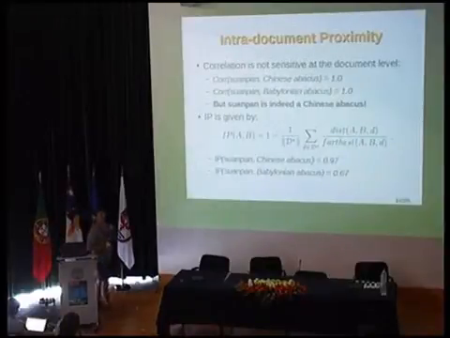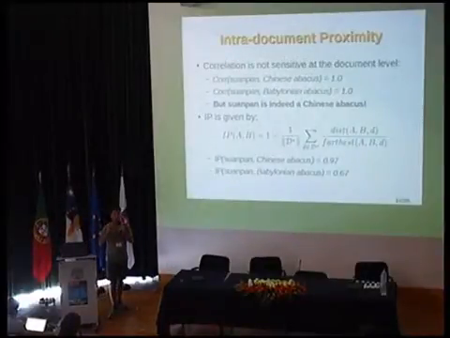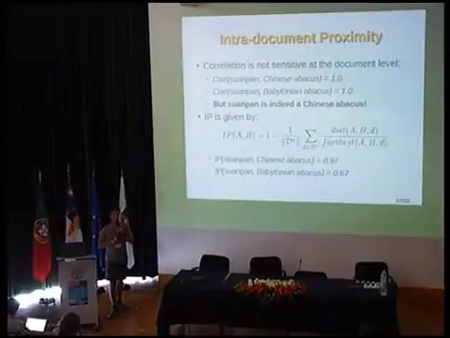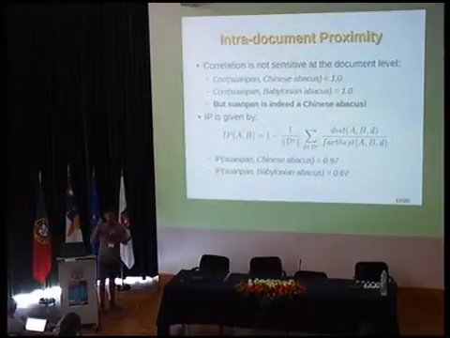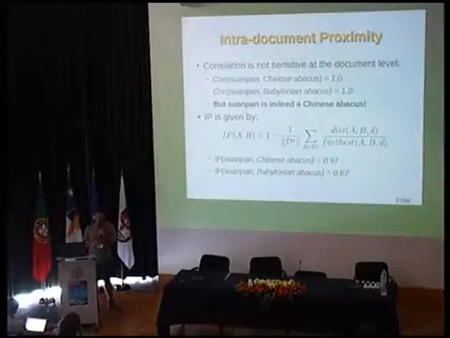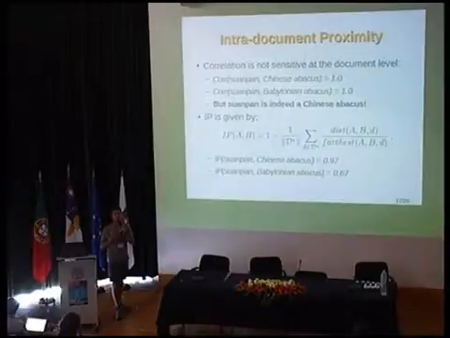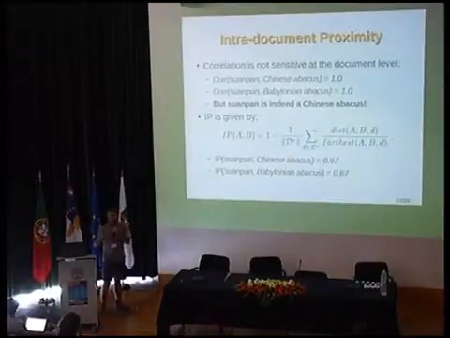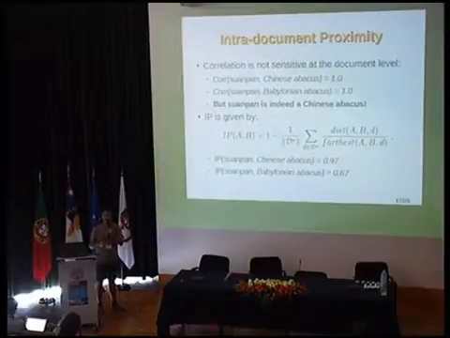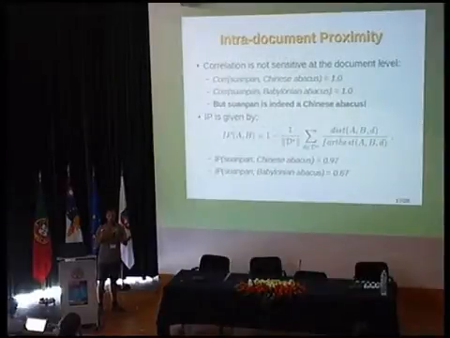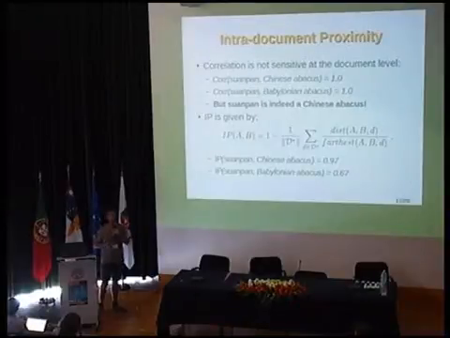For the intra-document proximity, this was a little bit previous to our work about the clusters, and the clusters have another problem. The idea is that, first of all, the correlation is not sensitive to the document. I'll give an example. The correlation between the concept Swanpan and Chinese abacus is the same as Swanpan and Babylonic abacus because they only occur in one document. But the problem is that Swanpan is indeed a Chinese abacus. It's not a Babylonic abacus.